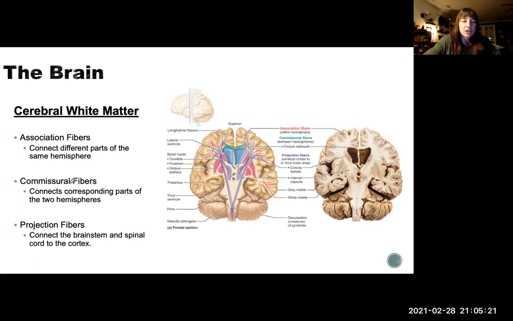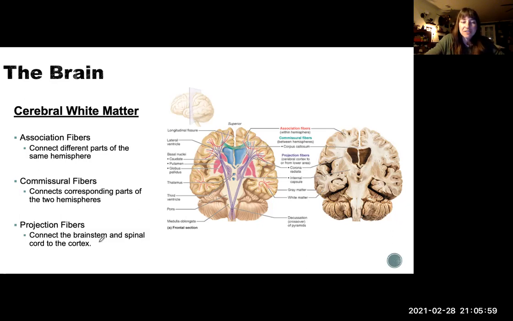Your commissural fibers are the ones that are connecting corresponding parts of the 2 hemispheres. So one part of the right hemisphere and the analogous region of the left hemisphere. And those guys are in teal or green here, okay? So for instance, these commissural fibers are connecting this part of the frontal lobe in the left hemisphere, and the same part of the frontal lobe on the right hemisphere. Commissural, think about the 2 sides of the brain as commiserating, okay?